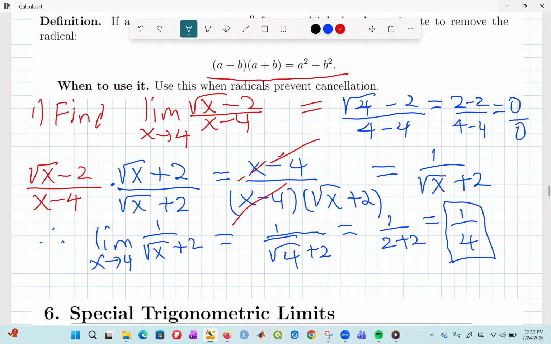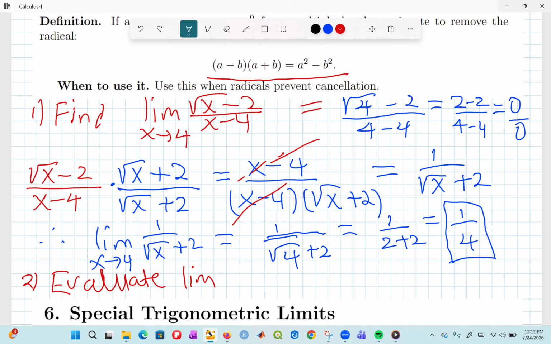Okay, exercise. Just evaluate the limit of square root of x plus 9 minus 3 over x as x goes to 0. What will be your answer? Use rationalization, okay?